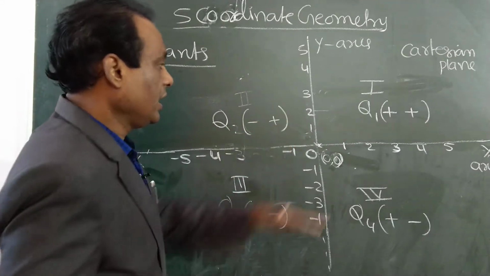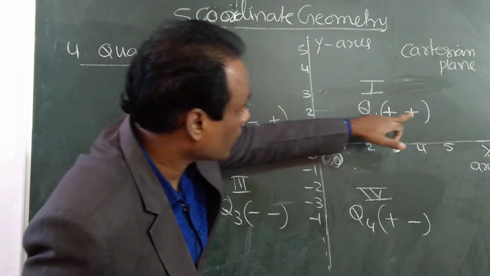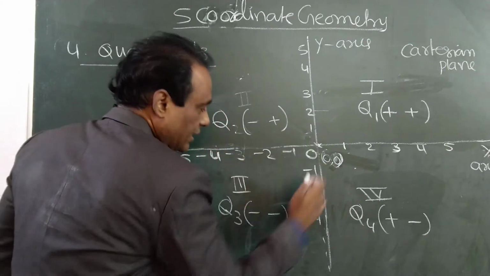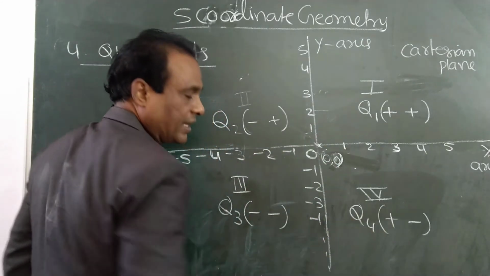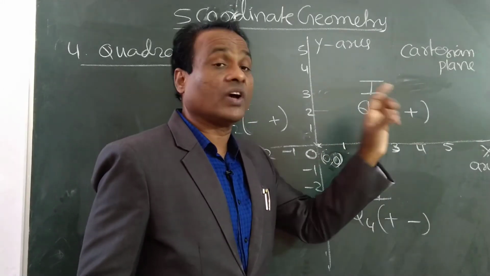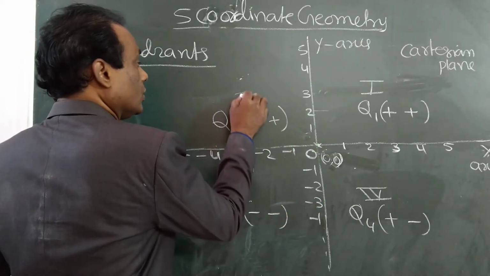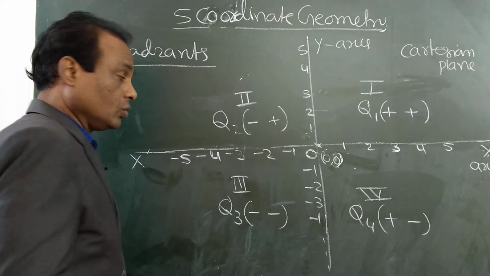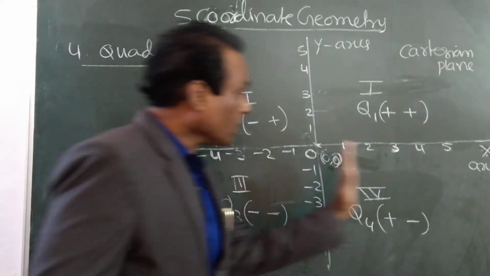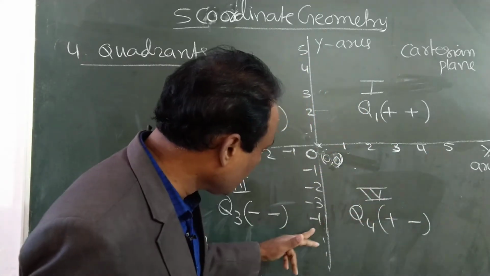See here. Above x-axis, y values are positive. See, plus 1, plus 2, plus 3. Below x-axis, y values are negative. Minus 1, minus 2, minus 3. So therefore, in first quadrant, both x value and y value are positive. In second quadrant, x value is negative, y value is positive. In third quadrant, x is negative, y is negative. In fourth quadrant, x is positive, but below x-axis means y is negative.